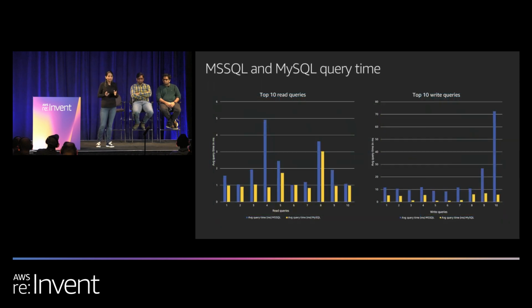We also did some application performance analysis against SQL Server and Aurora MySQL. And as you can see from the graphs, which show average query time in milliseconds, we did notice performance improvement after moving to Aurora MySQL.